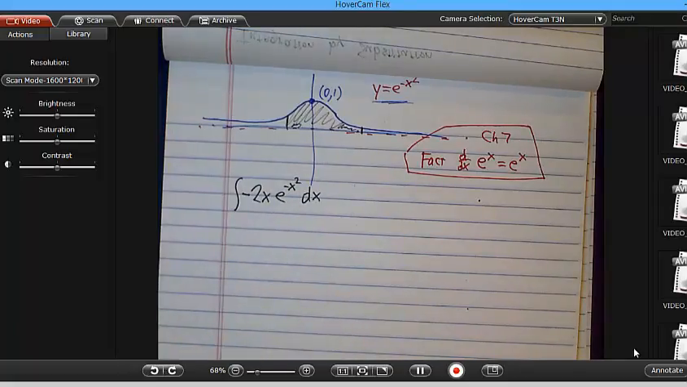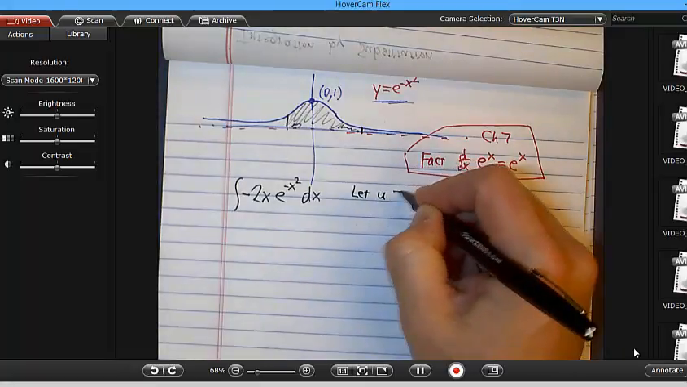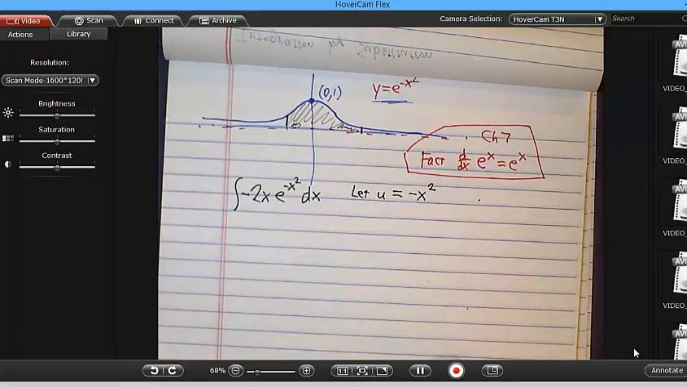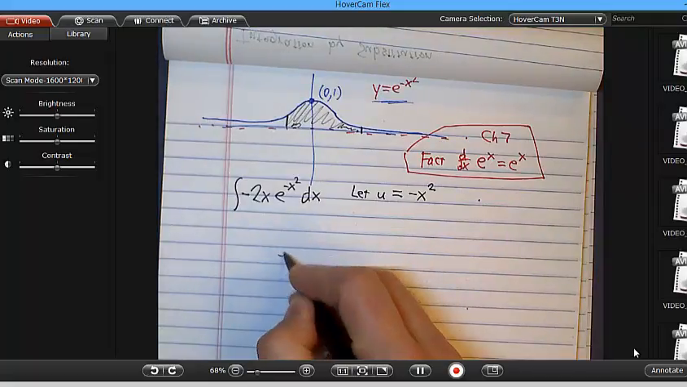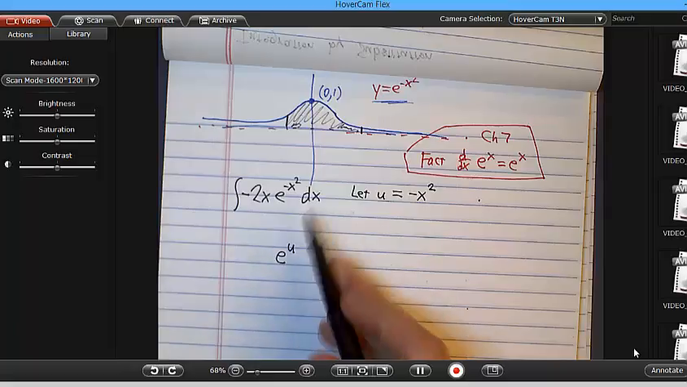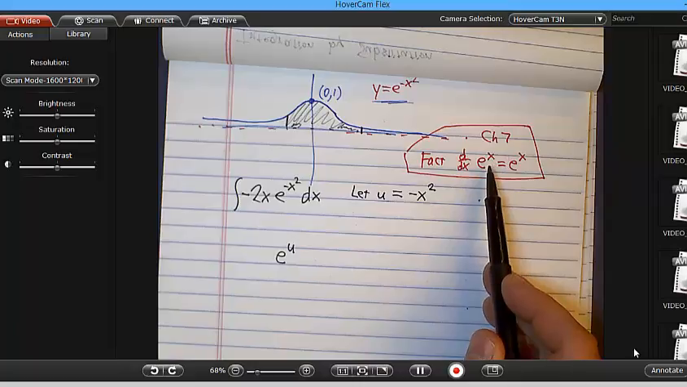I'm going to make a substitution. This is our first time doing it, so I'm going to go slow. Here I go. I'm going to let u represent negative x squared, because what I want to write is e to the u. Are you with me? Because I have a fact that's about e to the variable. Okay?